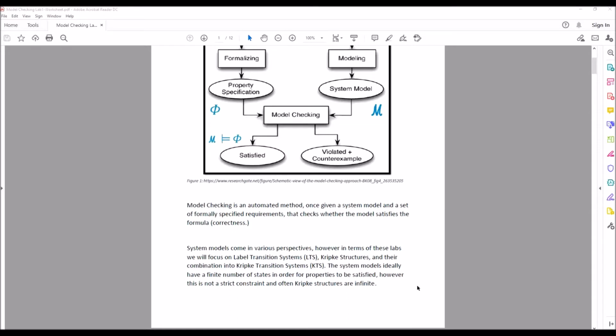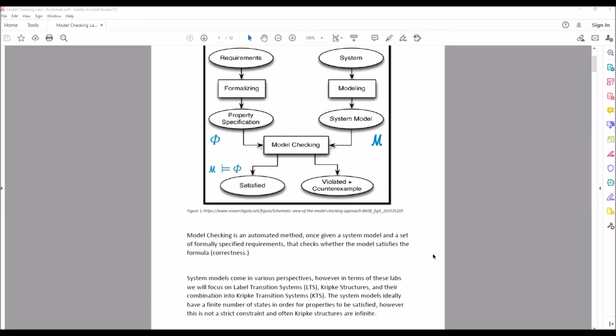The system models ideally have a finite number of states in order for properties to be satisfied. However, this is not a strict constraint, and often Kripke structures are infinite. But basically what this means is if you're traversing a model, ideally you want to have a finite number of states so you can actually determine that the whole model satisfies this formula, if you were trying to determine whether the whole model, or part of the model, satisfies this. But this is not a strict constraint. These models can, in theory, be infinite, and often are infinite.